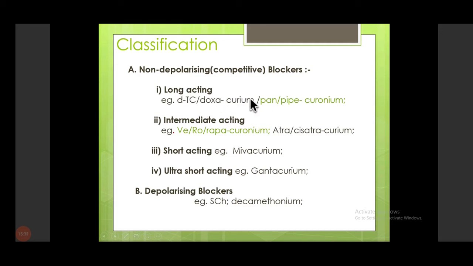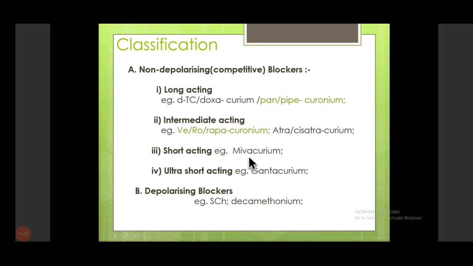Again, longer acting drugs, you can remember by PAN. PAN means throughout: pancuronium, pipecuronium. Pan Am used to be a flight, Pan Am, throughout America. So Pan you can remember as long. Pipe again you can remember as long. Doxa and D-tubocurarine. These are the longer acting competitive blockers. Intermediate ones are rocuronium, vecuronium, rapacuronium, atracurium and cisatracurium.